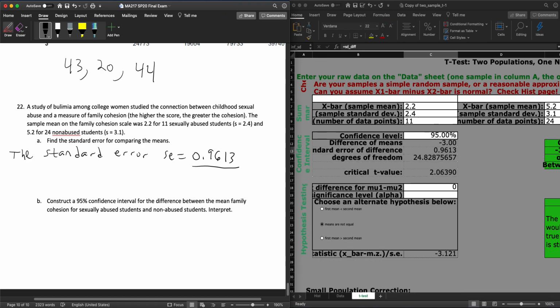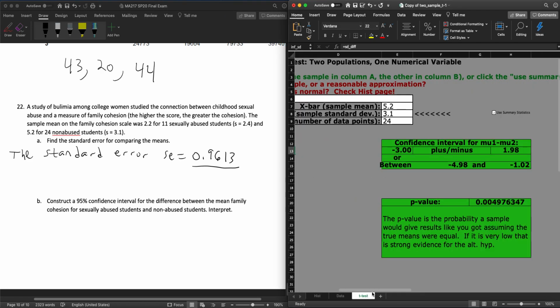And then we want to construct a 95% confidence interval for the difference between the mean family cohesion for sexually abused students and non-abused students, and then interpret. So this confidence interval, which I already have calculated over here, is between negative 4.98 and negative 1.02.